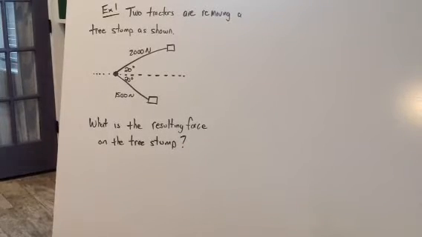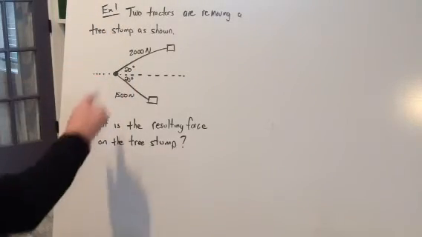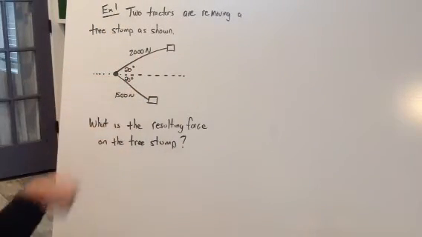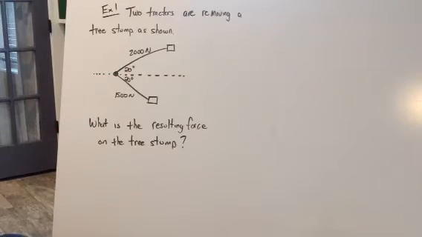Okay, here's example 1 for some word problems in 8.1 and 8.2. The first one: we have two tractors that are removing a tree stump as shown. So here is our tree stump right here, and we've got tractor 1 pulling and tractor 2 pulling. Our question is, what is the resulting force on the tree stump?